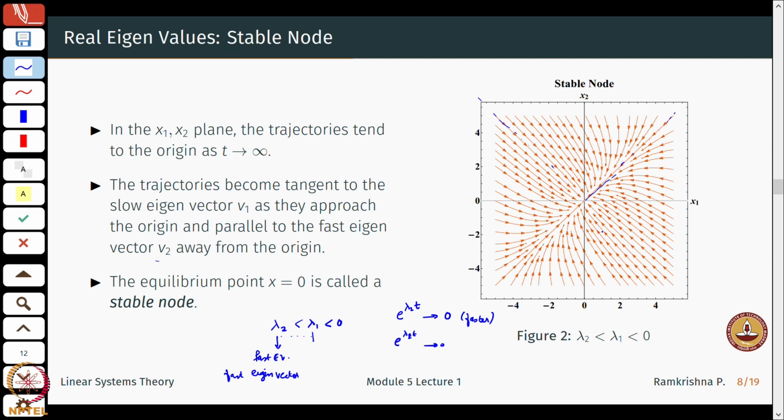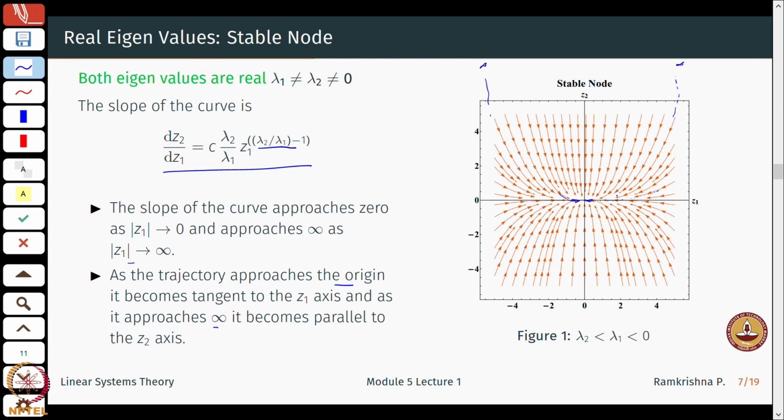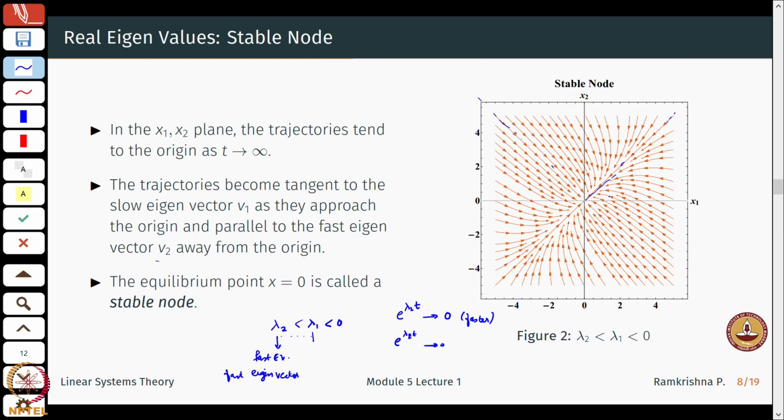In the Z1 Z2 plane, it looked quite nice how the trajectories are going to the origin, and here this will be the slow eigenvector, and this will naturally be the fast eigenvector, and correspondingly in the x1 x2 plane. When such a behavior is seen, the equilibrium point x0 is called a stable node, because any trajectory starting around the origin will come back to the origin. We will define the notion of stability formally in next week's lectures, but for the moment we can just observe this and call this a stable node.